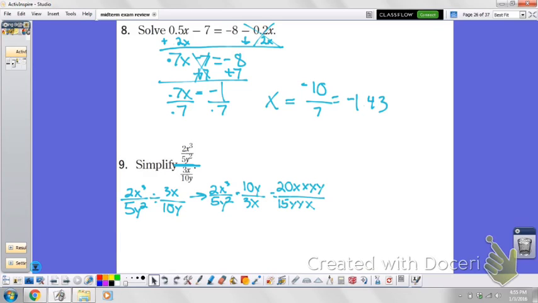So I have some stuff on the top and bottom I can cancel out. I can cancel out an x here because x divided by x is 1. And I can cancel out a y here and a y there because y divided by y is 1. And I can also reduce 20 over 15 as 4 over 3. So I'm left with 4x squared over 3y.